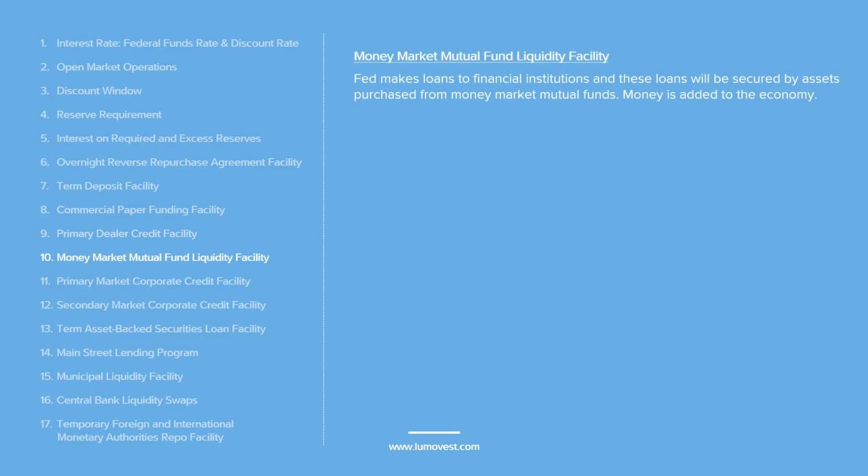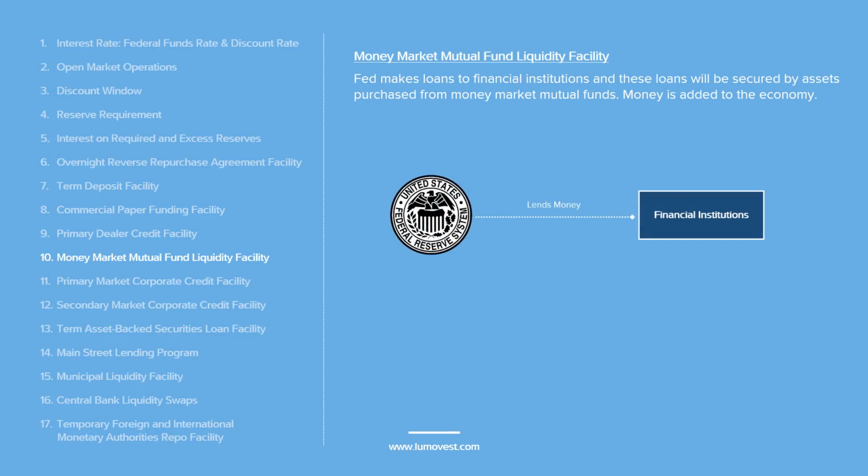Through the Money Market Mutual Fund Liquidity Facility, the Fed makes loans to financial institutions, and these loans will be secured by assets purchased from money market mutual funds. In the United States, a lot of people invested their wealth in money market mutual funds. Normally, financial institutions have no problem meeting redemption requests when people want to take their money out. However, during times of crisis, redemption requests increase, and financial institutions run into trouble meeting them. To save these financial institutions, the Fed makes loans to them using the assets from the mutual funds as collateral. This increases money supply and allows institutions to meet their redemption requests.